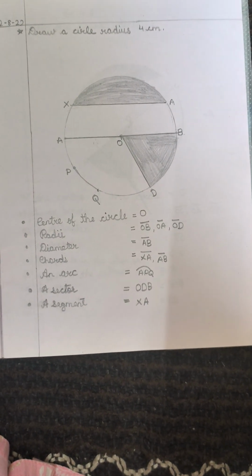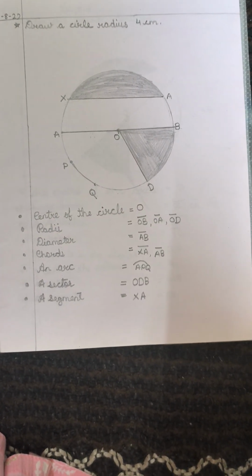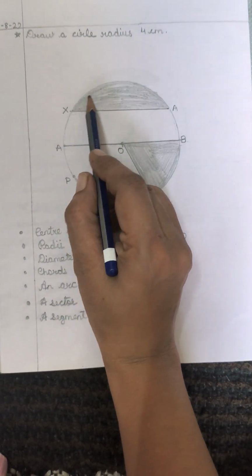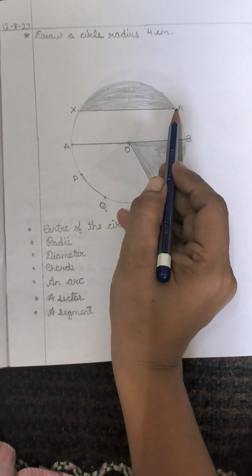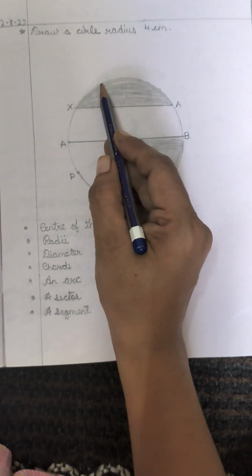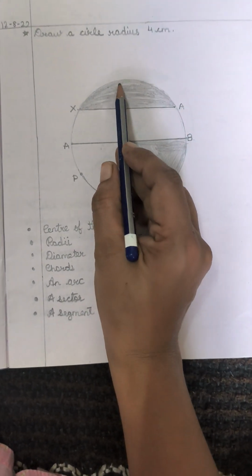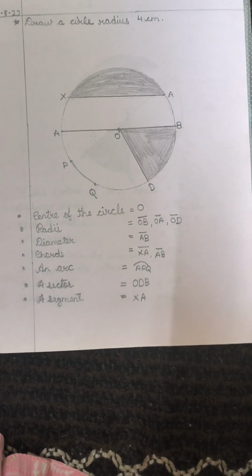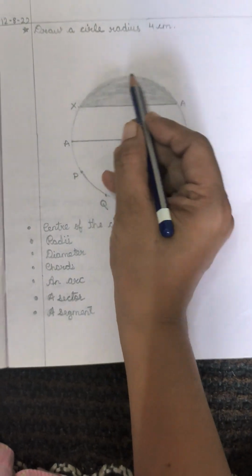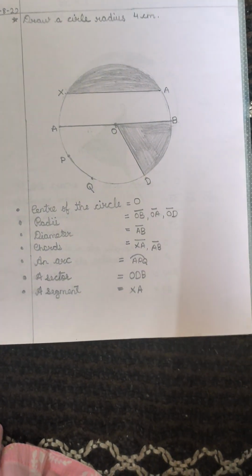Now we will see a segment. What is a segment? If you see the area over here formed with the help of a chord, this is a chord, this also is an arc, and the area between them is called a segment. So we can say XA, this portion is called a segment.